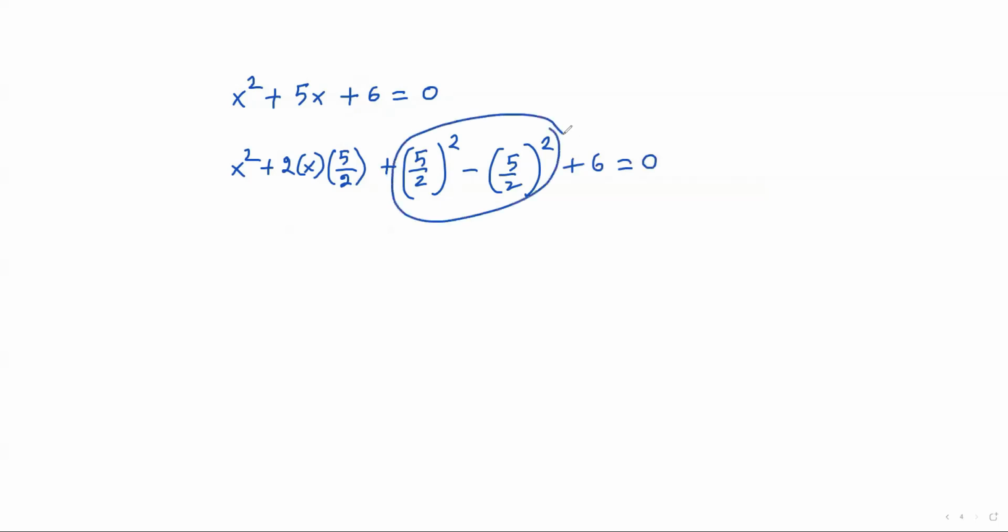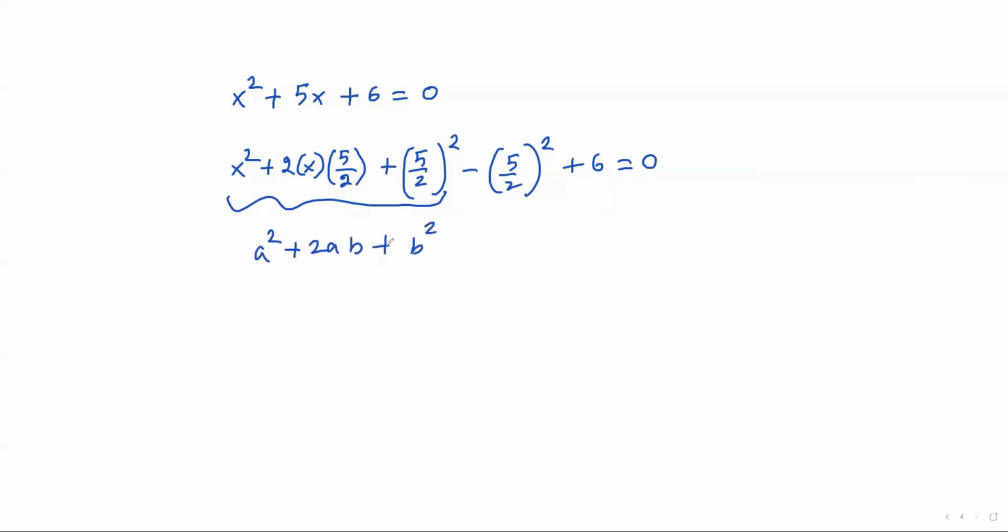So this is a zero pair, it will vanish. And the simplification of this one is 5x, and we have + 6. So this expression is equal to the original stuff. Always we have to make sure of this. Okay, now the first three terms are in the form of a² + 2ab + b². We have x for a, and we have 5 over 2 for b.